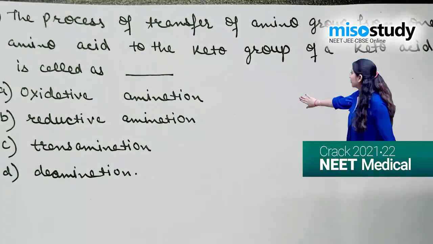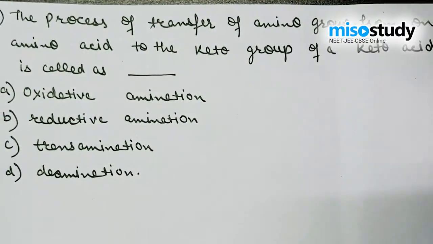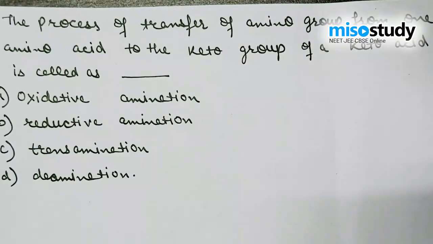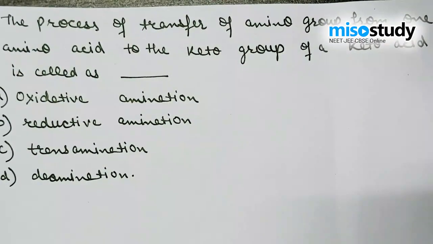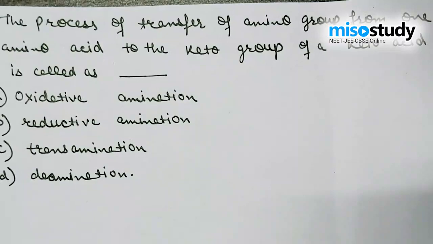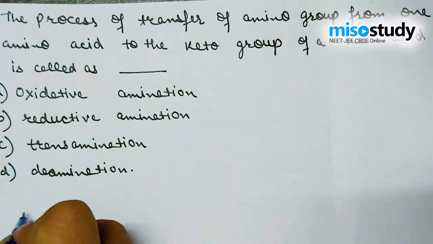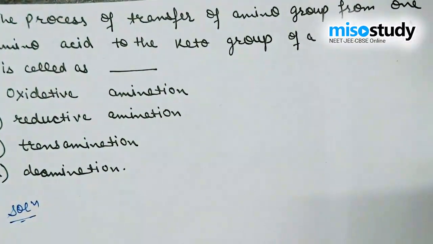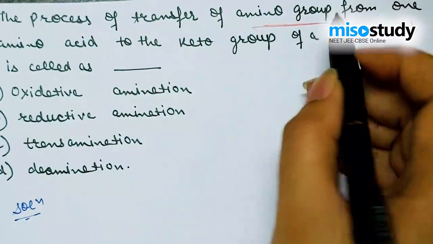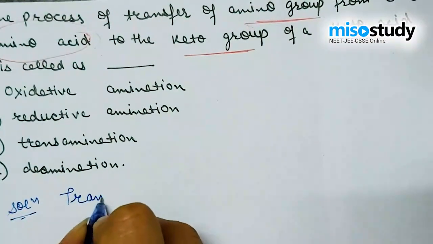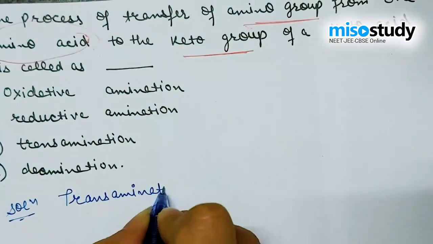Let's discuss the next question from mineral nutrition. The process of transfer of amino group from one amino acid to the keto group of a keto acid is called as: option A oxidative amination, B reductive amination, C transamination, and D deamination. We just find out the transfer of amino group from one amino acid to the keto group of a keto acid. So that is named as transamination.